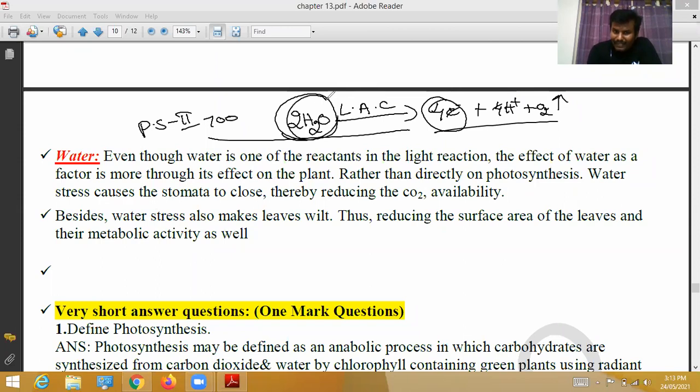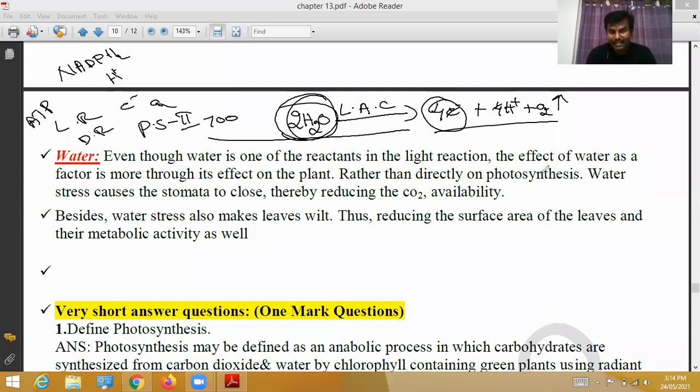If water is absent, imagine, will there be a light reaction? Can the dark reaction take place? Is it possible to synthesize ATP? Is it possible to synthesize NADPH2? Is it possible to release protons, electrons, oxygen? The total system is spoiled.